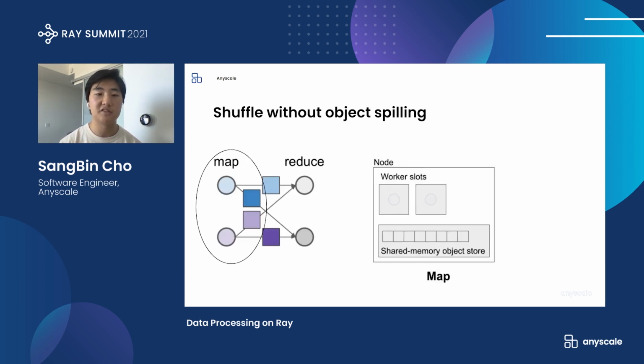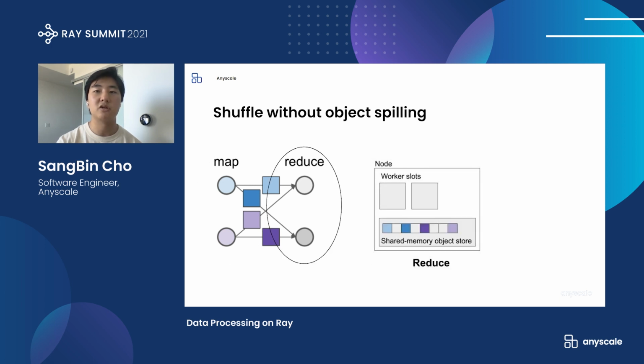So let's actually see an example of how this object spilling works. This is the same shuffle example I demonstrated before, a much simpler diagram. Imagine this kind of map and reduce phase. In the map phase, you basically create the objects in the shared memory. And in the reduce phase, the reduce task shuffles the data, so it gets the data from each map task.